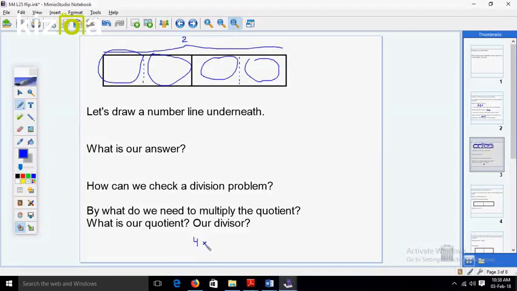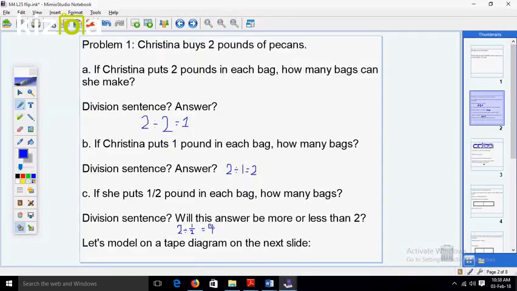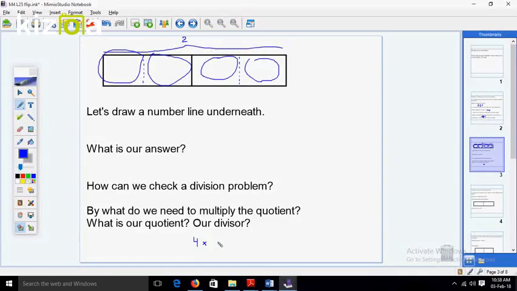Remember, we're multiplying. What was our divisor? Let's look back. We're dividing by 1/2. So if I multiply 4 times 1/2, I should end up with 2, right? That was my whole. A 2. There we go.